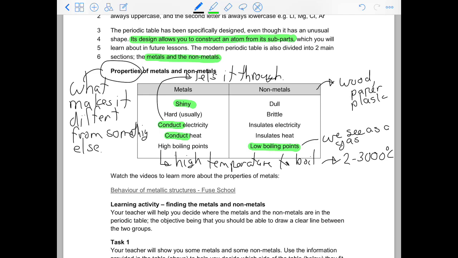Which means that it's harder for us to think about them as objects, because we think of objects as solids and not as gases. However, nonmetals all insulate electricity and insulate heat. So as I said before, why we use that wooden spoon: because wood has more properties of a nonmetal than of a metal. So it keeps that heat in and doesn't go through the handle. Also, it doesn't let that electricity through, so that rubber also has properties of a non-metal.